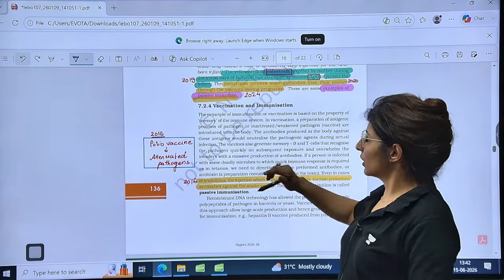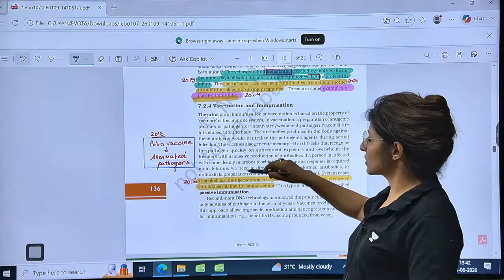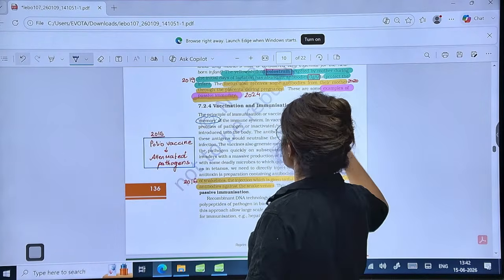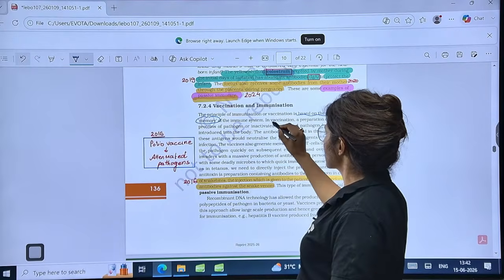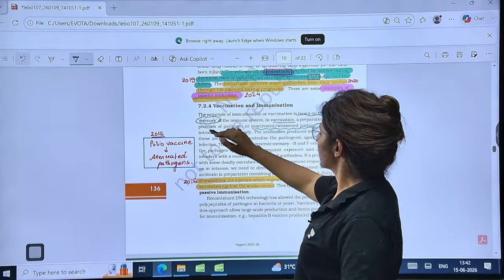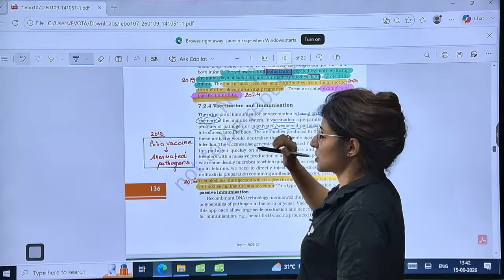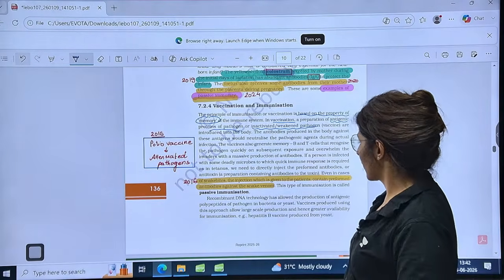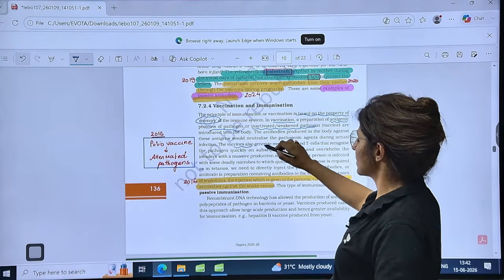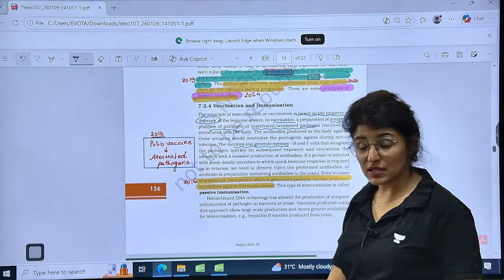Now, talking about vaccination and immunization, see, it is based on the principle of memory. What is a vaccine? A vaccine is inactivated or antigenic proteins of the pathogens which are introduced into the body. Now, antibodies are going to neutralize these, and also vaccines generate memory. See, that is the principle of this.